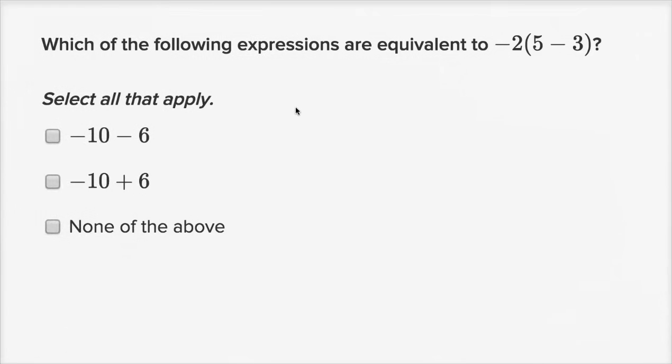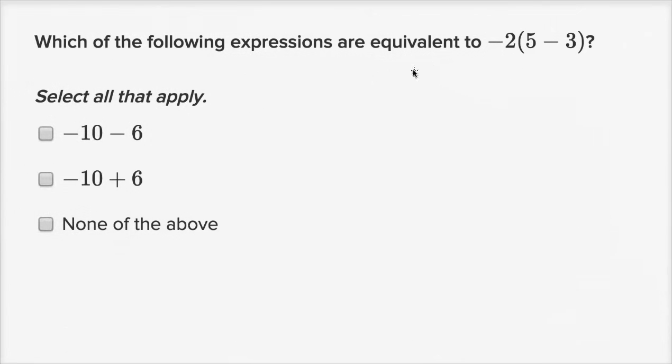So these exercises are all from Khan Academy. This first one says, which of the following expressions are equivalent to negative 2 times the quantity 5 minus 3? Now you could, of course, just figure out that 5 minus 3 is 2, and then multiply that times negative 2, and you would get negative 4, and you could see which of these is equal to negative 4. And that would be fair, but the whole point of this video is to understand that maybe I could apply the distributive property here.